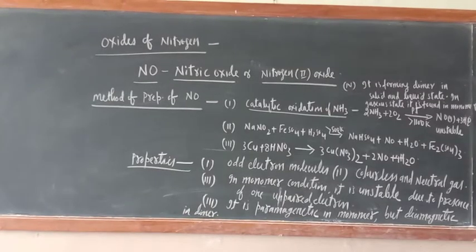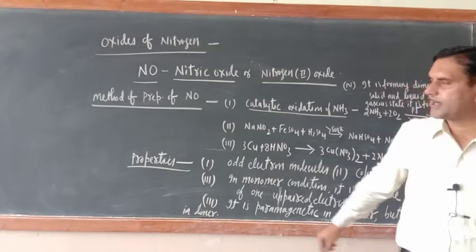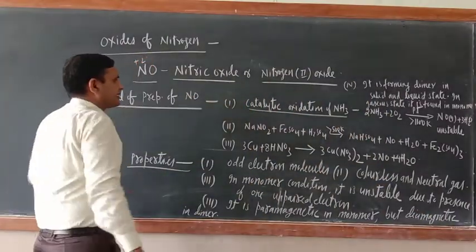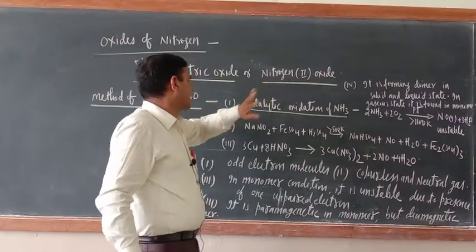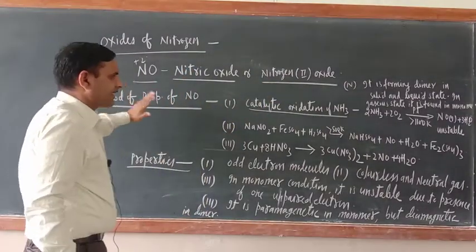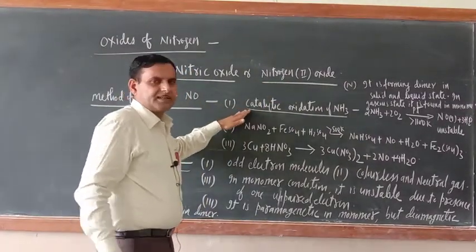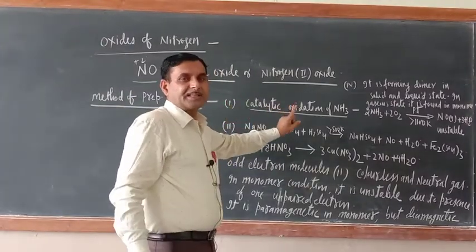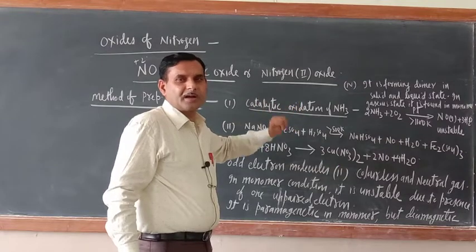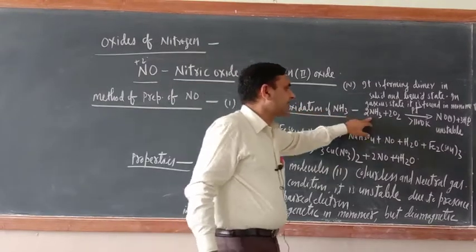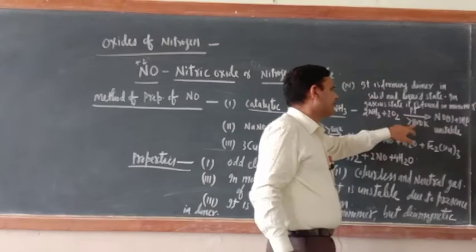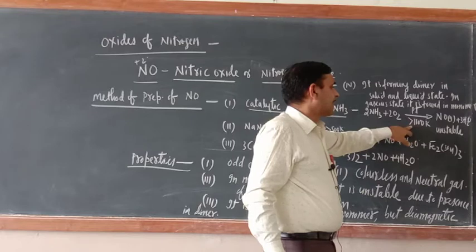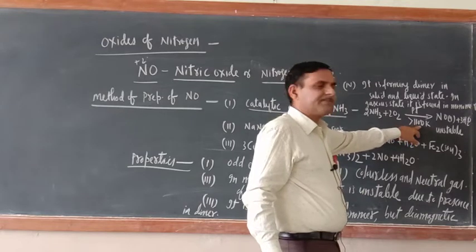So now, the second oxide is nitric oxide, NO. Its oxidation state is +2. This is also known as nitrogen monoxide. As far as the method of preparation is concerned, it can be formed in 3 ways. The first one is the catalytic oxidation of ammonia. When ammonia is oxidized in the presence of platinum as a catalyst, the temperature should be less than 1100 Kelvin.